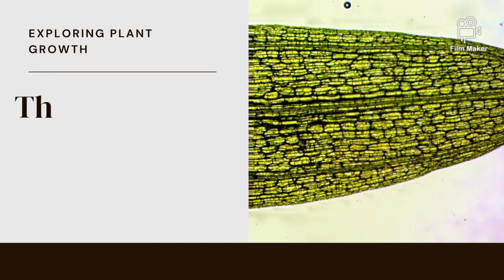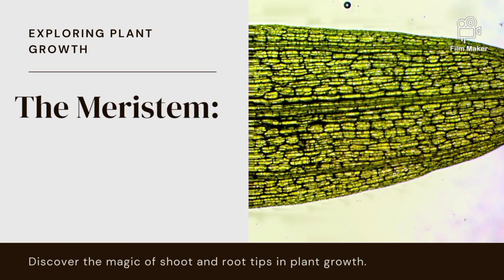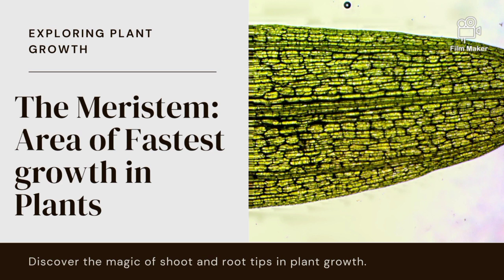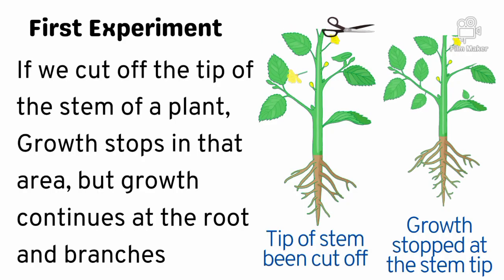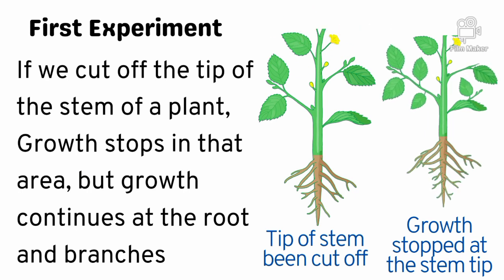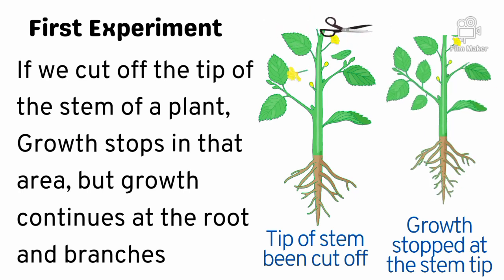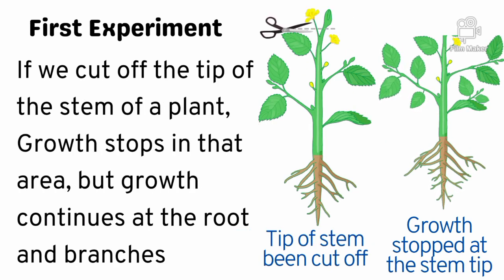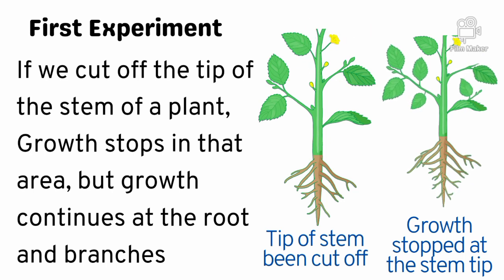Let's look at region of fastest growth in plants. You already know that growth occurs because of the division of cells. In plants, the active cell division happens in some areas and the tissues of those regions are responsible for the growth in the plant. Let's understand this through an experiment. In the first scenario displayed here, let us cut off the tip of the main stem of a plant as it is shown in the image. Here, the branches and the roots will grow, but the main stem will not.